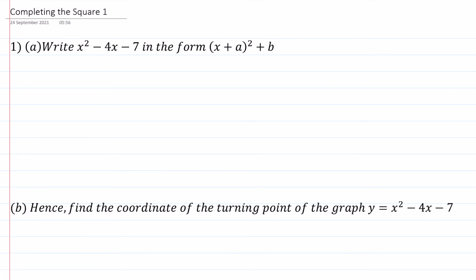In this video, I'm going to go through completing the square, and that's the first part of completing the square when the coefficient of x squared is 1. So that number attached to x squared is 1.